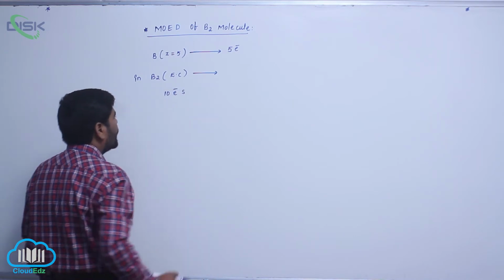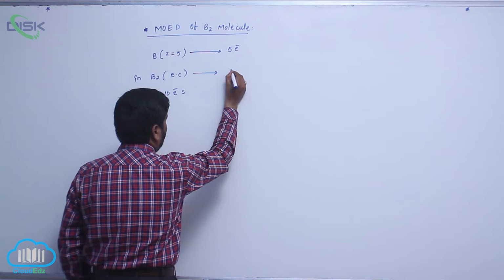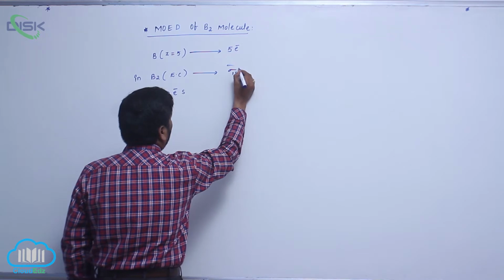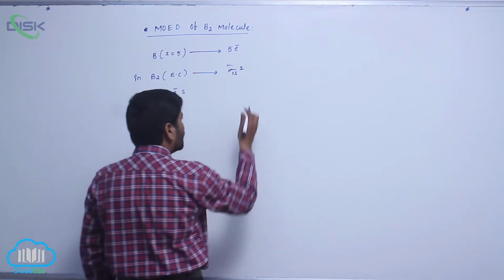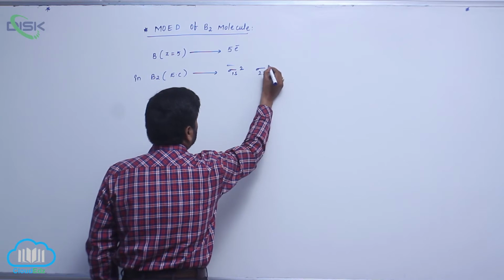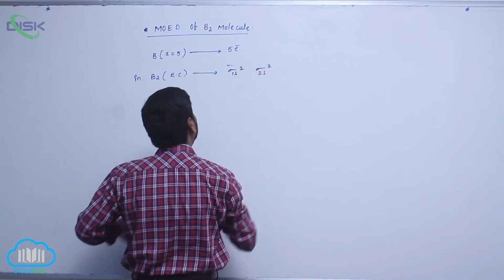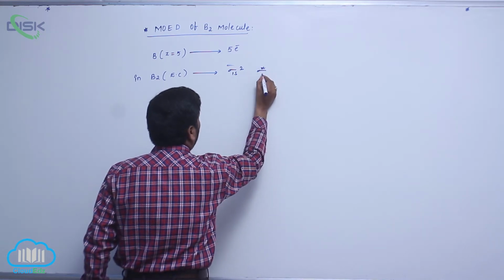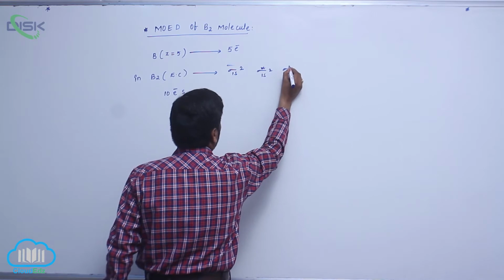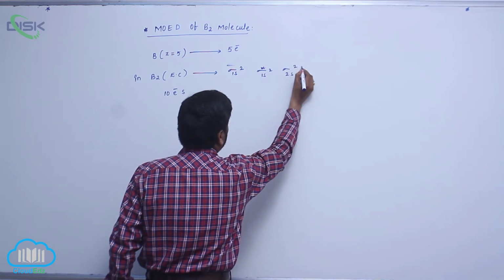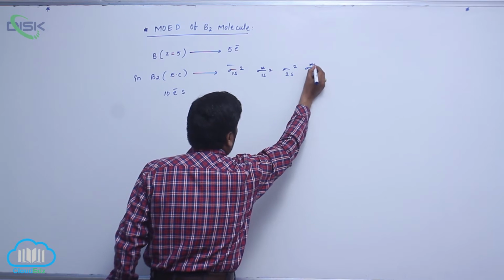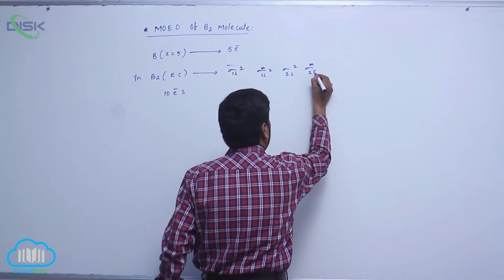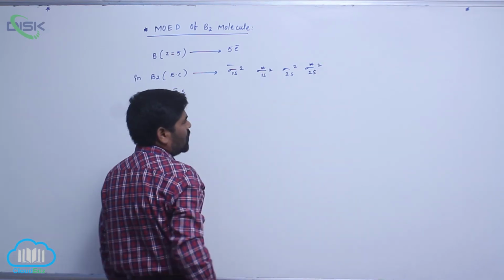contains 10 electrons. So therefore electron configuration is sigma 1s2, sigma star 1s2, sigma 2s2, sigma star 2s2. Now 8 electrons are over.